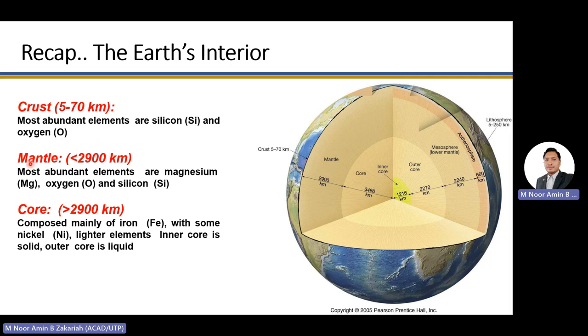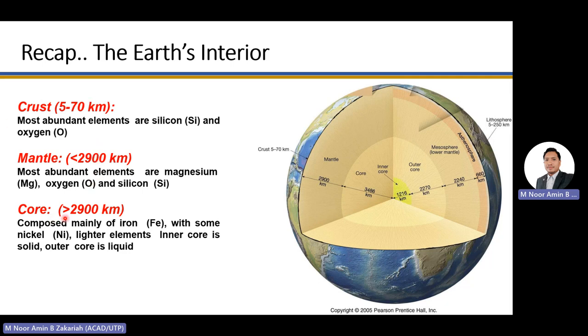And then we move into the deeper part, the mantle. The mantle is the layer of the Earth that lies below the crust. It is the thickest layer, ranging in thickness around 2900 to 700 kilometers, something like that. The mantle is made up of solid rock. The most abundant elements in the mantle are magnesium, oxygen, and silicon. Other abundant elements include iron, nickel, and calcium.